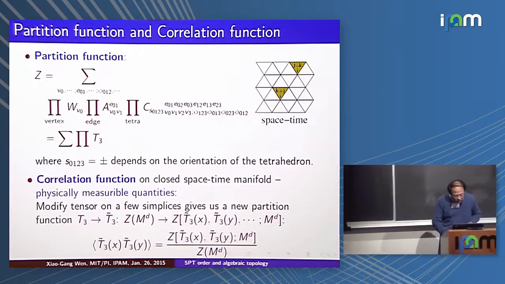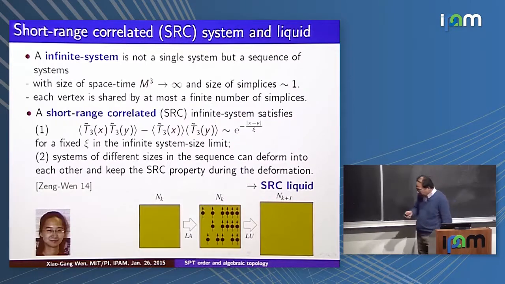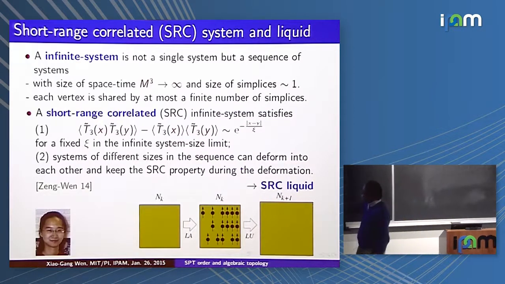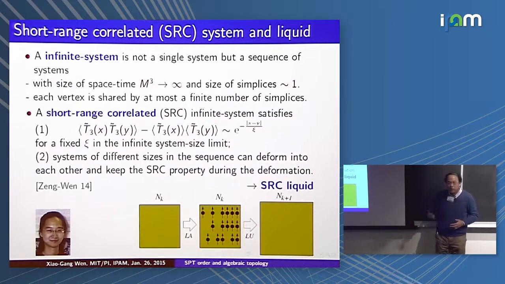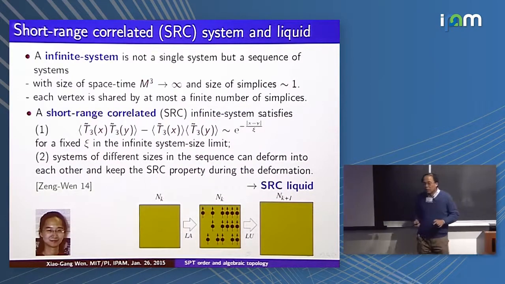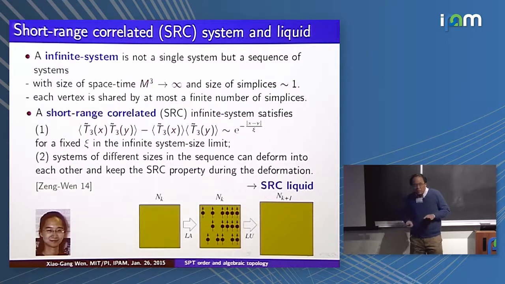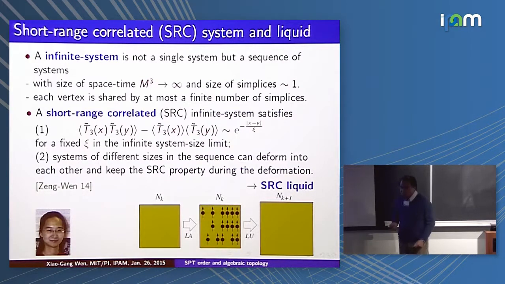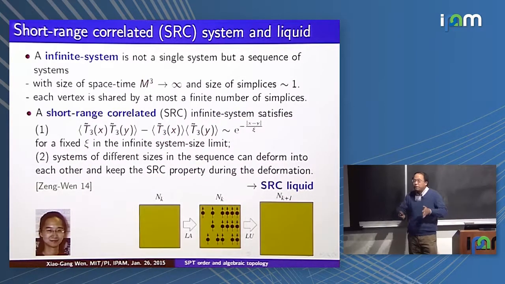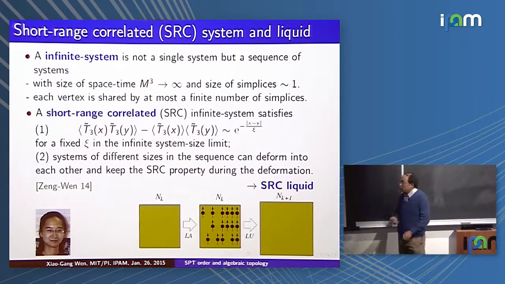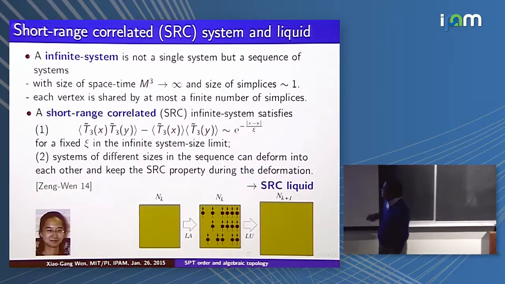With this, we can now define the so-called short-range correlated system. This is the main topic of this talk. Short-range correlated systems are simple and related to topology. But what is a short-range correlated system? This concept exists only for infinite systems. It does not exist for finite systems. So we have to consider so-called infinite systems.